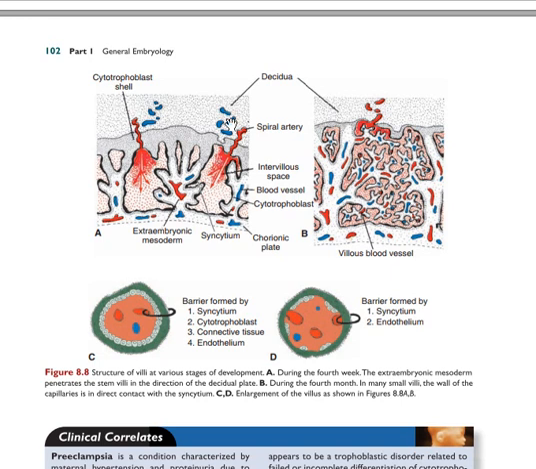The spiral arch is going to enter. This is the extra embryonic mesoderm, which is still produced by the cytotrophoblast and all that. Okay, so this is the intervillous space, and these are the different villi which are going to be connected to the arches, and these are the villous blood vessels. Is it clear?